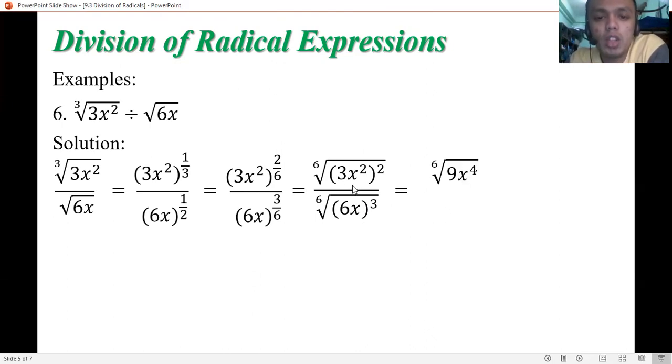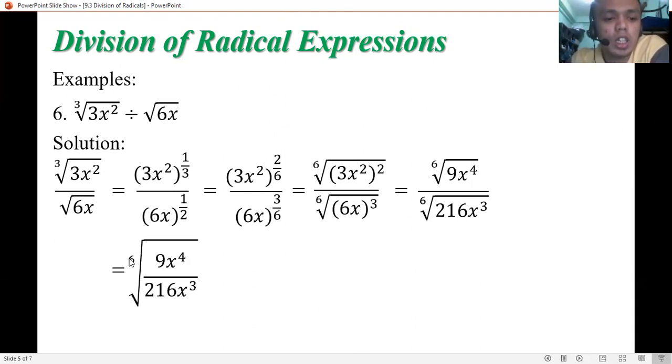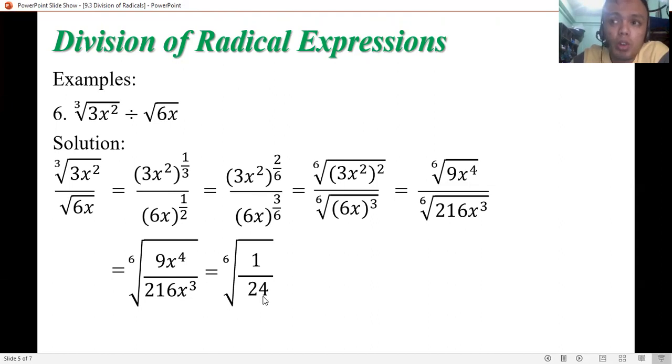Then, simplify. 3x squared raised to 2 is 9x raised to 4 over 6th root of 6x cubed, which is equal to 216x cubed. Then, pag-isahin natin sa isang radical sign. Then, dito na natin i-perform yung mga laws of exponents. 9 divided by 216, pwede ba? Okay, try natin kung pwede si 216 kay 9. 24, so pwede. Pero lowest term ang gagamitin natin kasi mas maliit si 9 kay 216. Okay, we have 1 over 24 sa lowest term. Then x raised to 4 divided by x cubed.